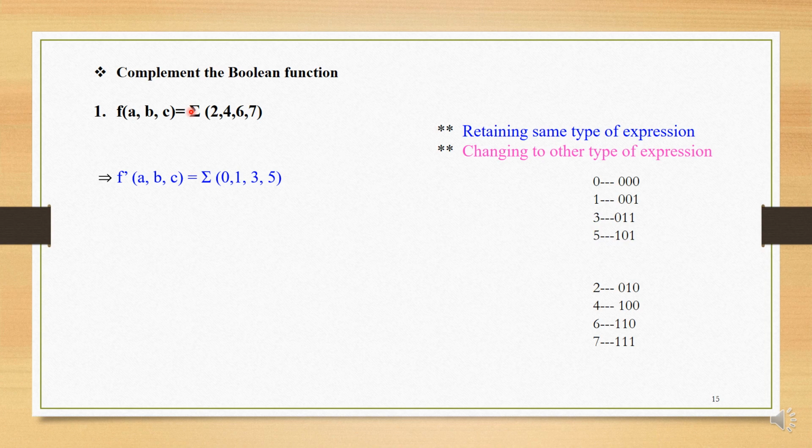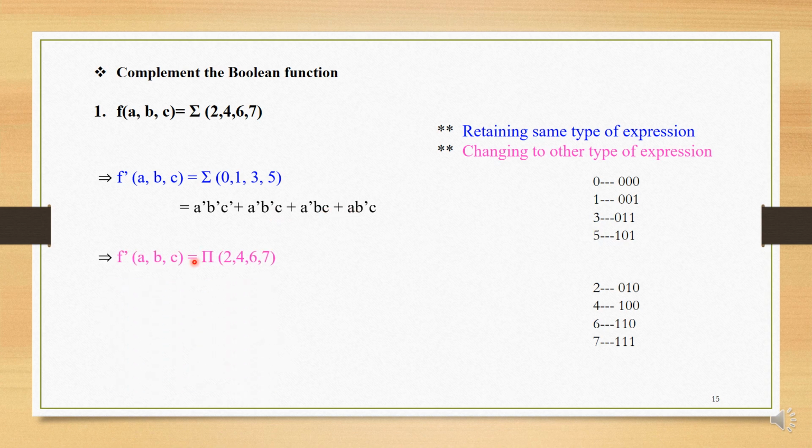That is, if you want to retain the same type of expression, that is Minterm canonical form, even after complementing a function, then you have to write the missing decimal numbers from the given function. Okay, if you are retaining the same type of expression, it will be f bar of a comma b comma c equal to summation m 0, 1, 3, 5. Writing the canonical form will give you a bar b bar c bar plus a bar b bar c plus a bar b c plus a b bar c.